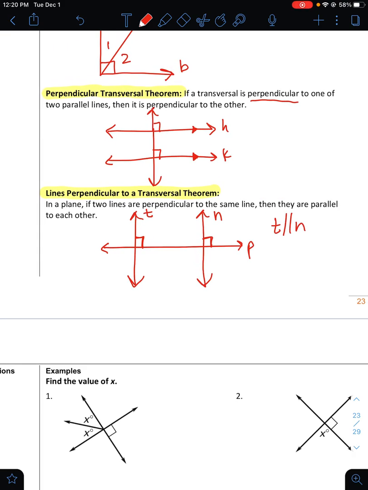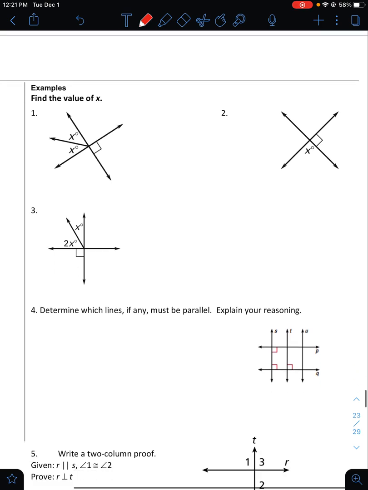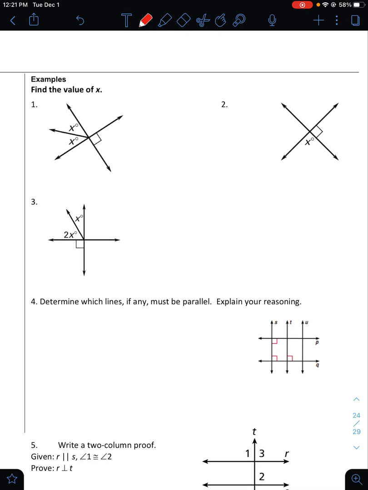All right, let's move on to a couple of examples where we're just going to solve for x. So really what we're doing on 1, 2, and 3 is thinking about what theorem from the first page allows me to solve this. Because these are going to be pretty simple for you to solve. So if I look at number 1, find the value of x.